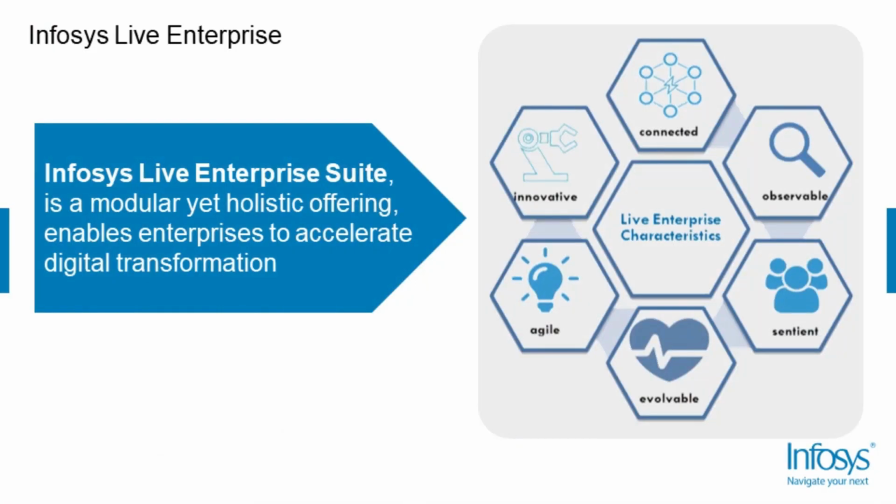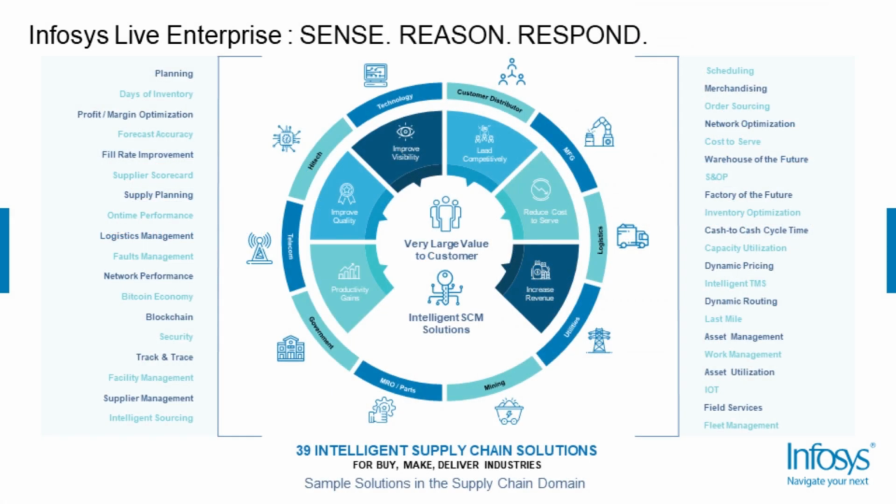Here is the representation of the Infosys Live Enterprise in a slide. The Infosys Live Enterprise Suite is a modular yet holistic offering that enables enterprises to accelerate digital transformation. And as you can see, there are those 6 characteristics of a live enterprise. Now, based on this, as you can see in the next slide, Infosys has built a lot of solutions that can work seamlessly with the SAP landscape. The slide that you see shows only the solutions that are built from the supply chain perspective. Like this, there are a lot of solutions that have been built by Infosys.